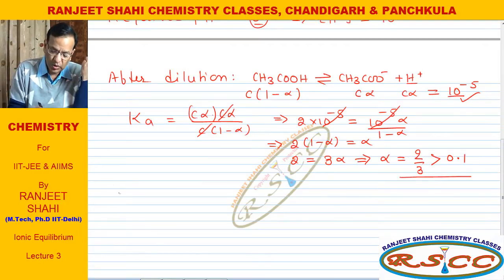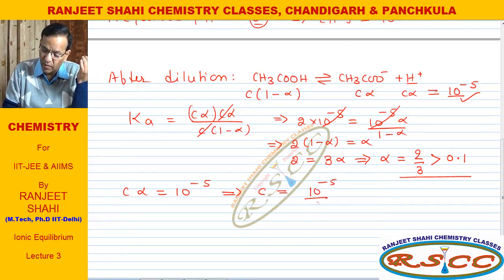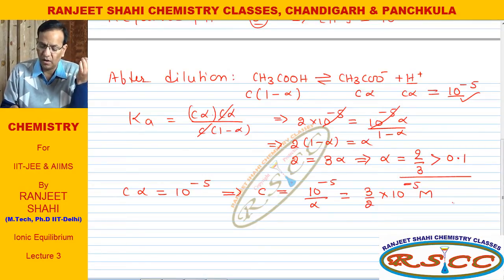So, alpha is known, so C alpha, which is 10 raised to the power minus 5, and alpha is 2 by 3. So, C will be equal to 10 raised to the power minus 5 upon alpha. Substitute alpha is equal to 2 by 3. So, it will be 3 by 2 into 10 raised to the power minus 5 molar. So, concentration of acetic acid after dilution is this. Concentration of acetic acid before dilution was 0.5 given in the question. Initial volume was 300 ml, final volume is required.